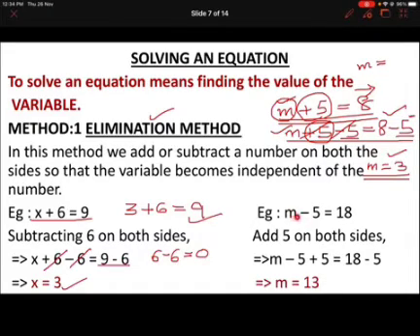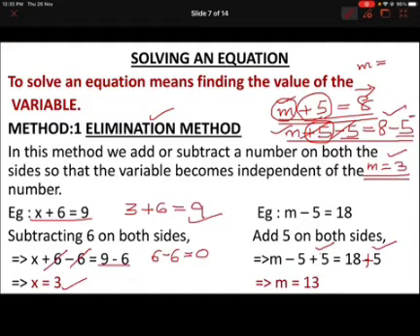M minus 5 is 18. So, I want m independent. So, I am going to remove this minus 5. How? Now, instead of subtracting 5, I am going to add 5 on both the sides. Okay. So, my m minus 5 plus 5 is same as 18 plus 5. What have I done? I have added, let us say in the balance, 5 kg on the left hand side, that is left pan, and 5 kg on the right pan.